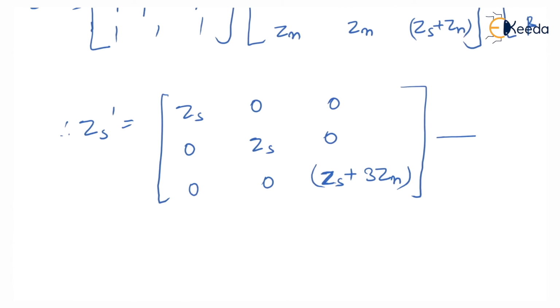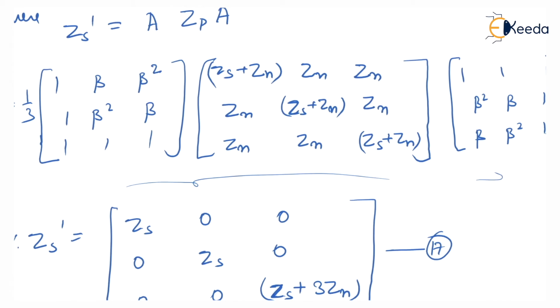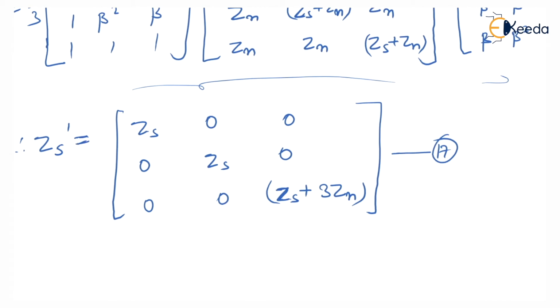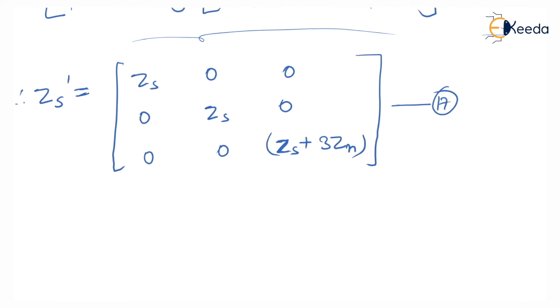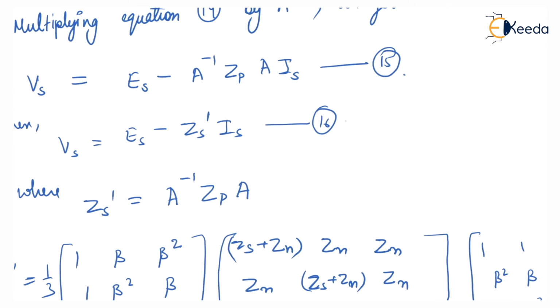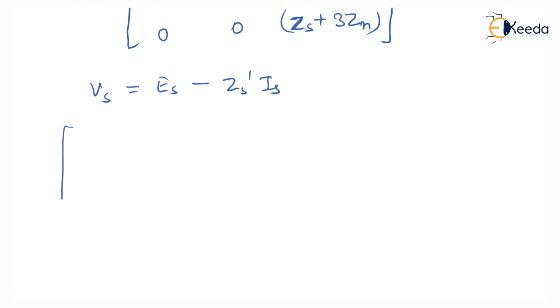This is equation number 17. So on multiplying all these terms, we get Zs dash equal to [Zs, 0, 0; 0, Zs, 0; 0, 0, Zs plus 3 Zn]. Now this Vs is equal to Es minus Zs dash Is. So put this in equation number 16, and put the value of Zs dash.